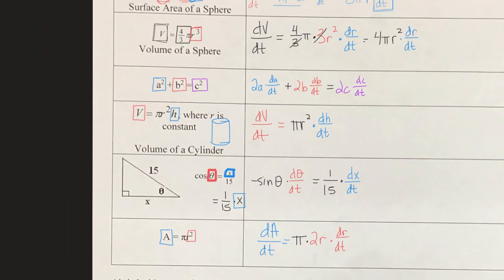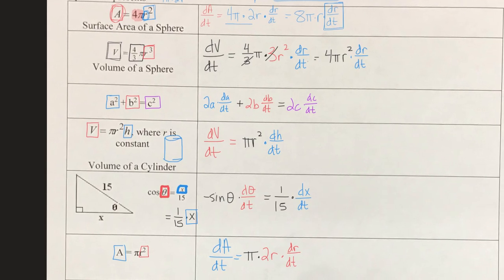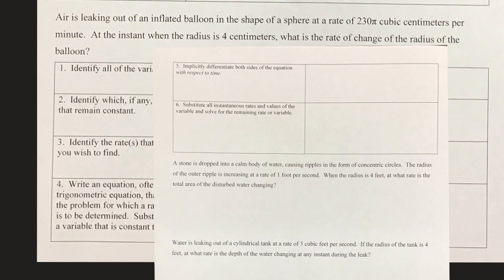So every time we take the derivative with respect to time for any variable, you get a d whatever over dt. Okay, so that's the rate of change of your variable. So let's look at how these actually work in some problems.